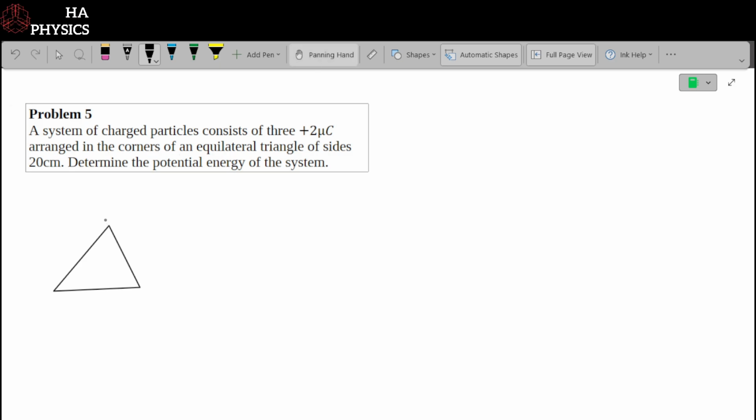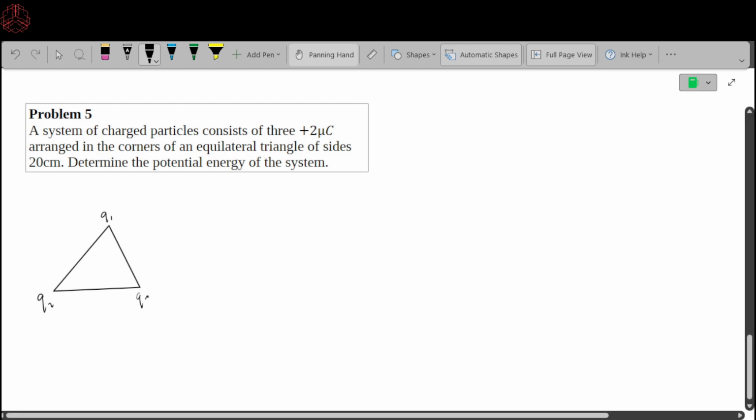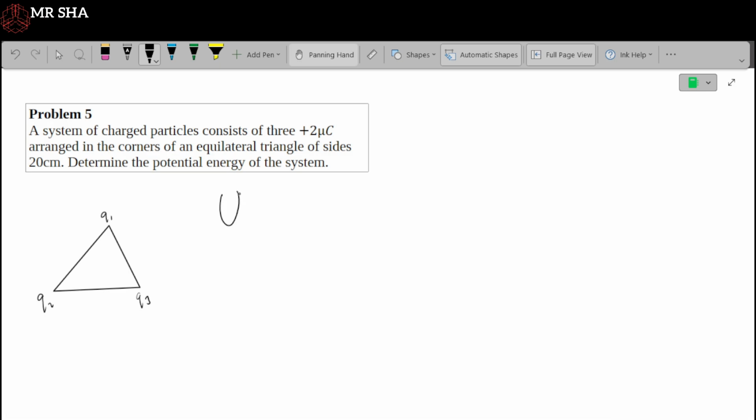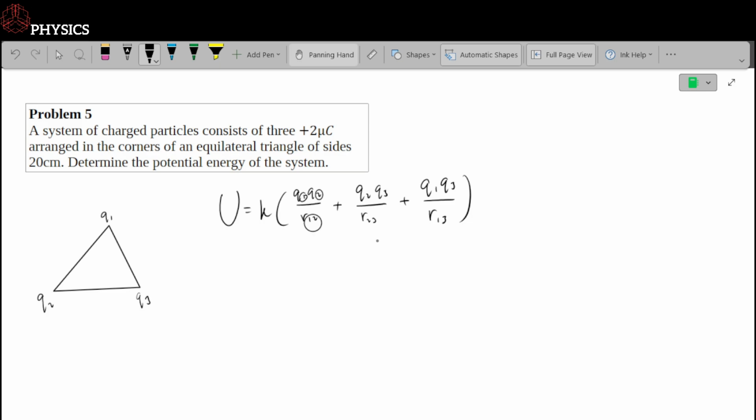Let's say I have Q1 here, Q2 here, and Q3. Then your potential energy is simply going to be K Q1 Q2 over the distance between 1 and 2, plus Q2 Q3 over the distance between 2 and 3, plus Q1 Q3 over the distance between 1 and 3. I would like to emphasize that this corresponds to these terms, as you can see below.